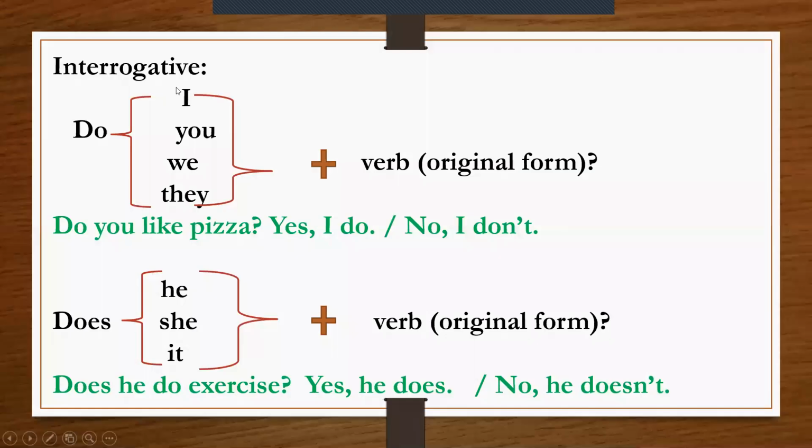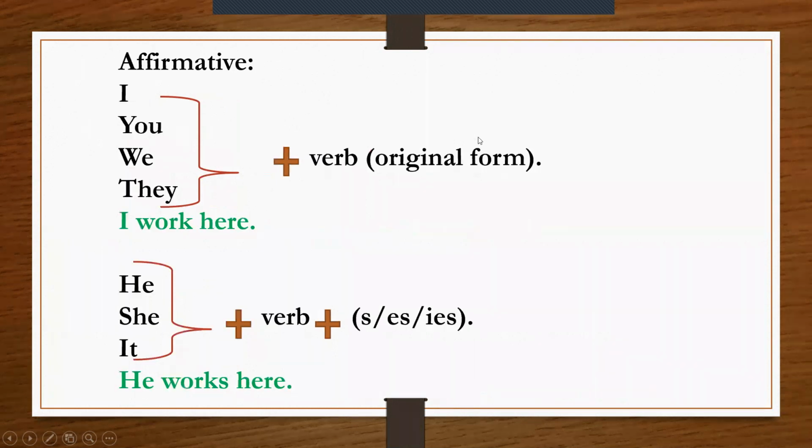In the interrogative, we use do for I, you, we, and they, plus the original form of the verb. For example, do you like pizza? And the short answer, yes, I do, or no, I don't. We use does for he, she, and it, plus the original form of the verb. For example, does he do exercise? Yes, he does, or no, he doesn't, would be the short answer.